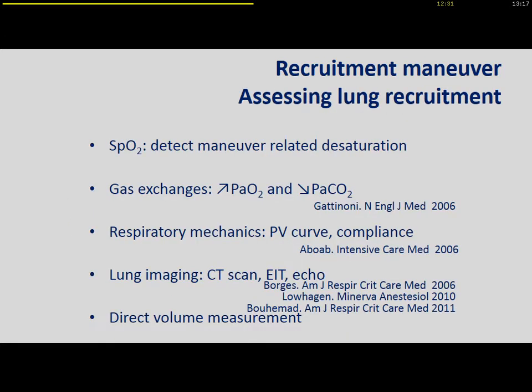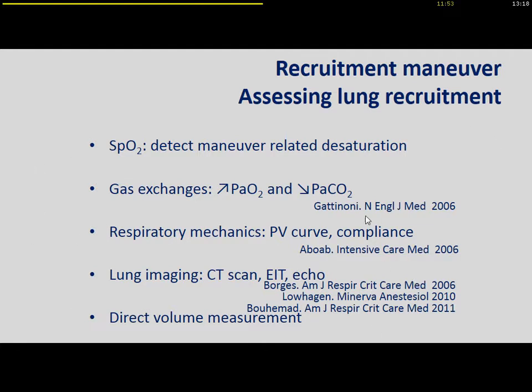Now, if we perform a recruitment maneuver, how can we assess that this is efficient? Can we look at SpO2? Well, not so much, because usually SpO2 will decrease right after the recruitment maneuver as an index of the hemodynamic compromise. Can we look at the gas exchange? Yes, if we do a blood gas after the recruitment maneuver, at the PEEP setting, if we note an increase in PaO2 and a decrease in PaCO2 with the same minute ventilation, probably it means that the recruitment was efficient.